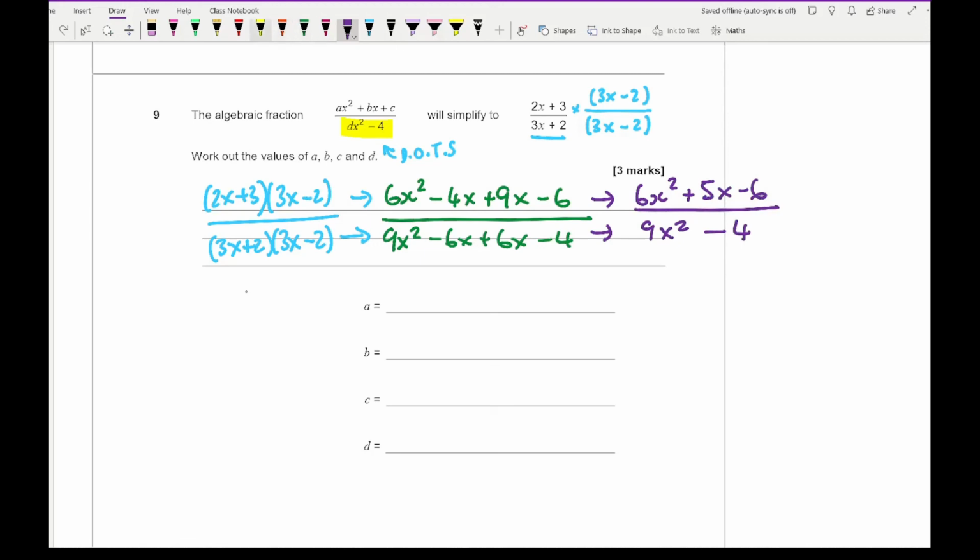Now from this, what I can then do is compare the coefficients from what I can see here. So here you can see that my d is 9. I can see that my a is going to be 6. I can see that my b is going to be 5, and c is going to be minus 6. And that is the last bit of this topic test.